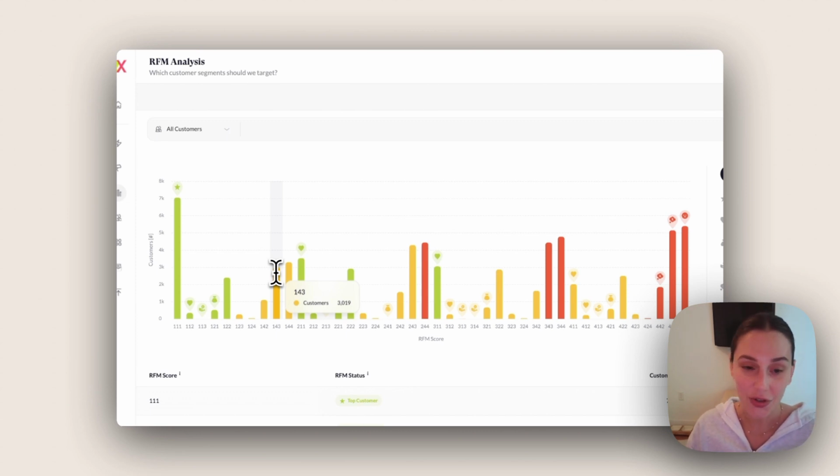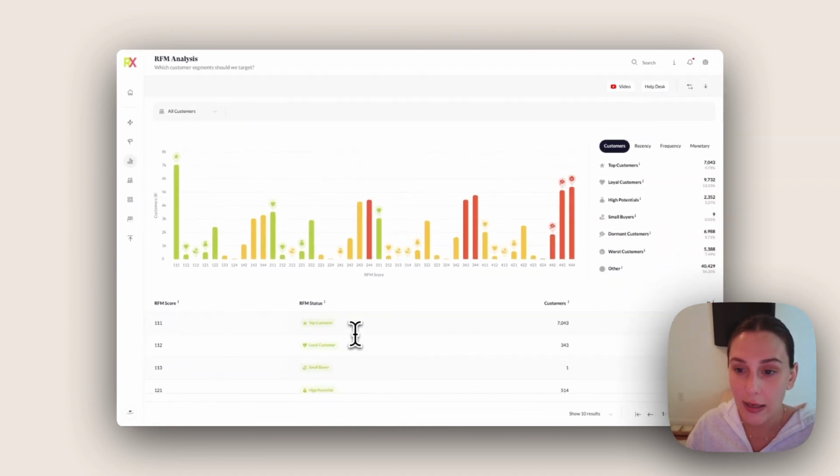Additionally, taking a look at this chart, we see there are tons of different RFM score combinations along the x-axis here. So what we've actually done is we've taken all these combinations and broken them up for you into 6 predefined categories that we recommend you use for your marketing audiences. And those categories can be seen to the right here.